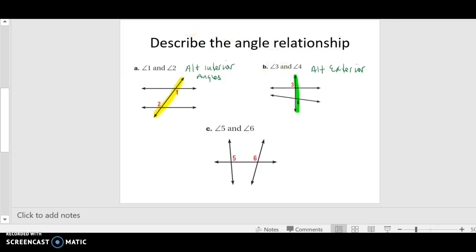When I look at example C, this here is a transversal. If you look at angle 5 and 6, they're on the same side of that transversal. They're both interior. So these are same side interior angles. Okay?